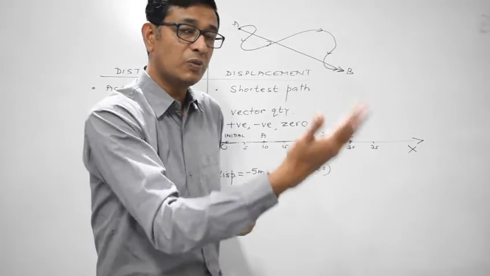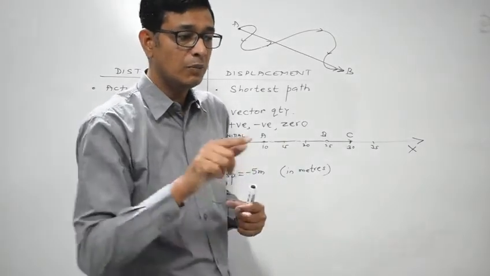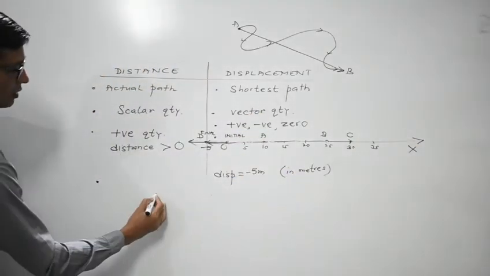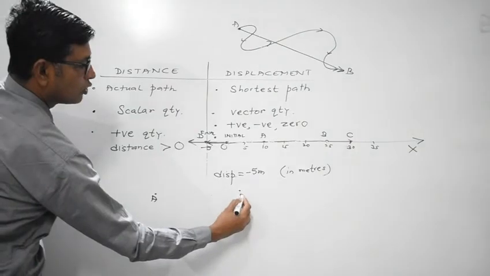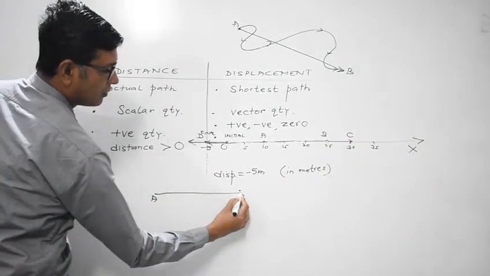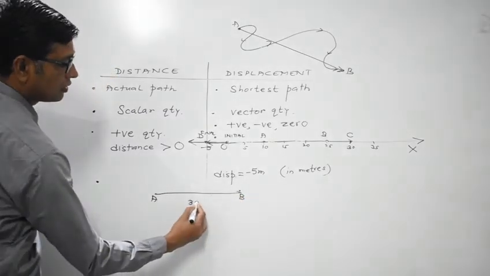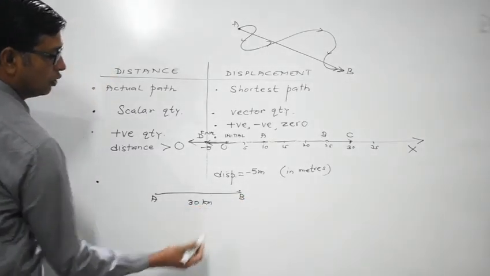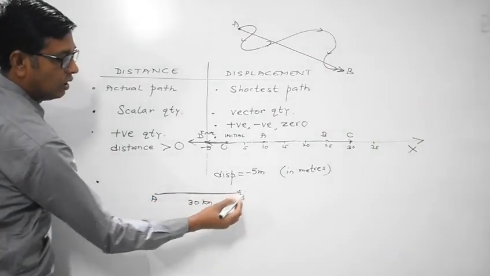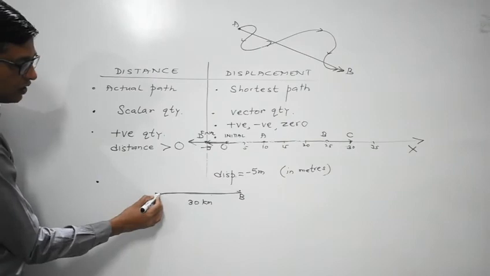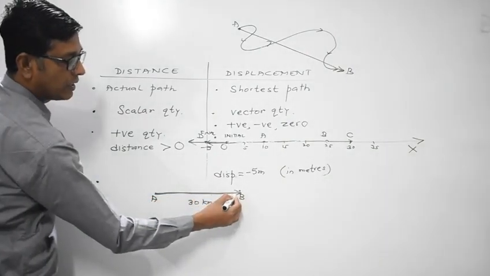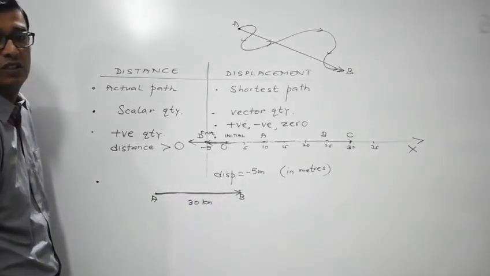Distance can be equal to displacement provided the body is moving along a straight path. That is, suppose this is point A, let us consider this to be point B. A body moves from A to B following this straight path. So suppose the distance is 30 km. So what about the distance in this case? Length of the actual path covered, that is 30 km. What about the displacement? Again, the straight path, it is the shortest distance between the points A and B. It is eventually the displacement as well, which is also equal to 30 km.